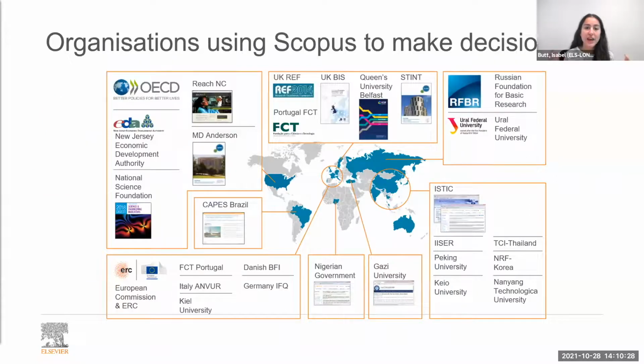And because of the accuracy and quality of our profiles, lots of organizations, government, and funders rely on Scopus data and our profiles to make research decisions. So with an example that's relevant to your region, in South Africa, for example, the National Research Foundation uses Scopus as one of its tools to evaluate authors. But as you can see, there are many more examples across the world.